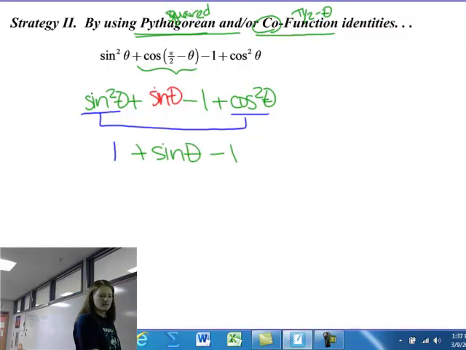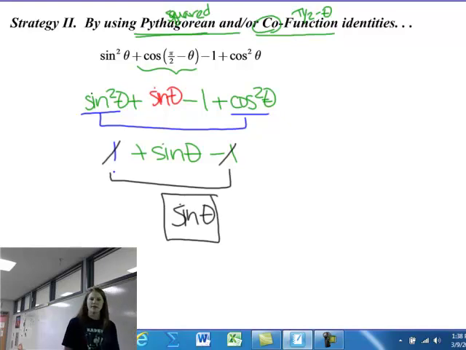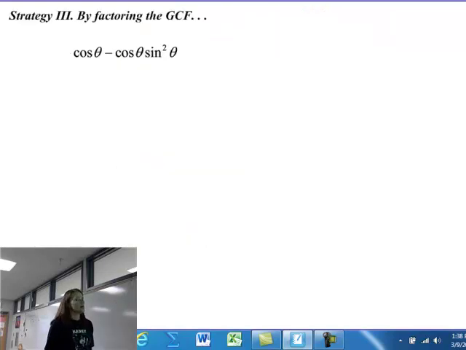Oh, but wait! Algebra. There's more. Arithmetic. What is 1 minus 1? 0. See ya. Our answer for this big, nasty, long expression is simply the sine of theta. Look how much prettier that is. Isn't it gorgeous? Okay, third strategy.